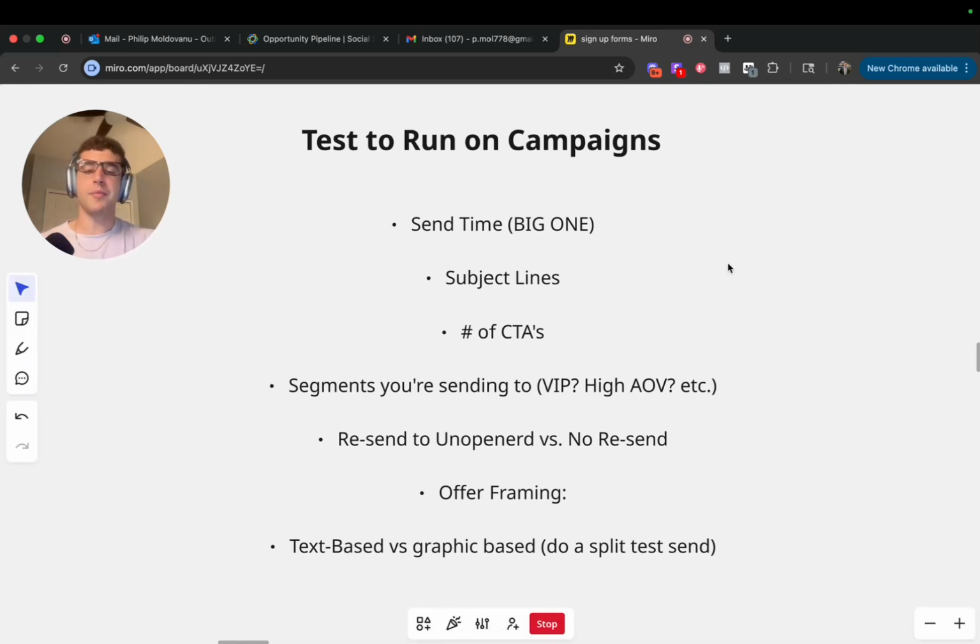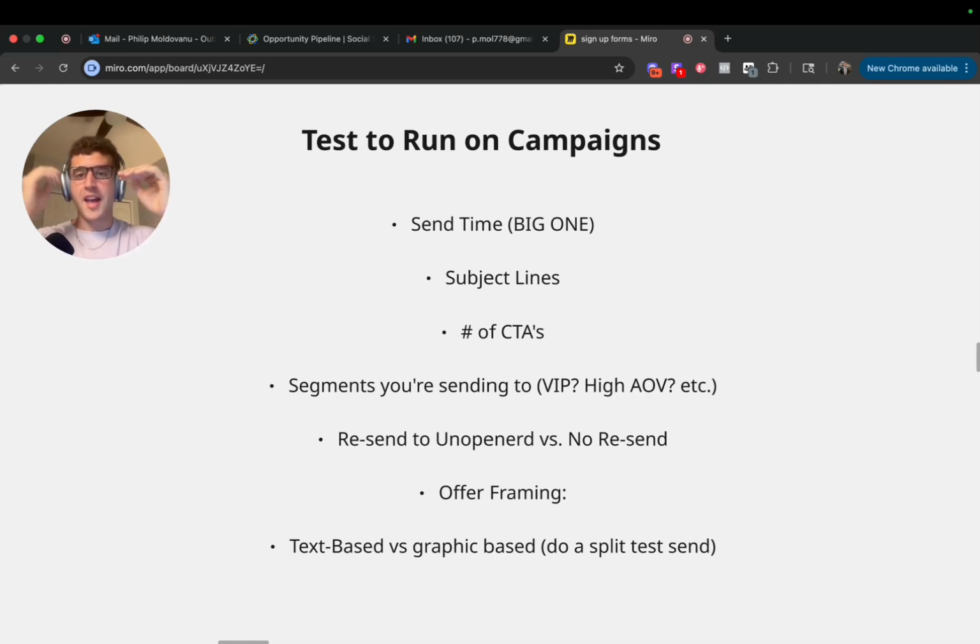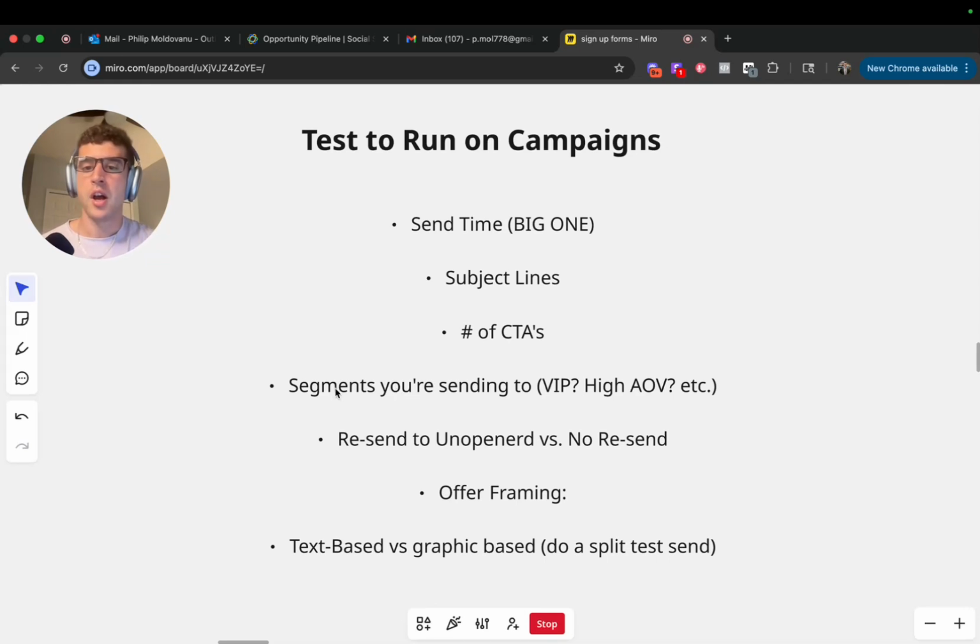Number of CTAs. So I've been testing this. I kind of did this test for you. Actually, my channel is basically just doing tests for you, so it saves you a lot of the time and trouble. But we've actually found that increasing the amount of CTAs in your emails pretty much every single time will increase conversion rate, right? Just giving people more of a chance to get onto the site pretty much always works. But again, test it for yourself.